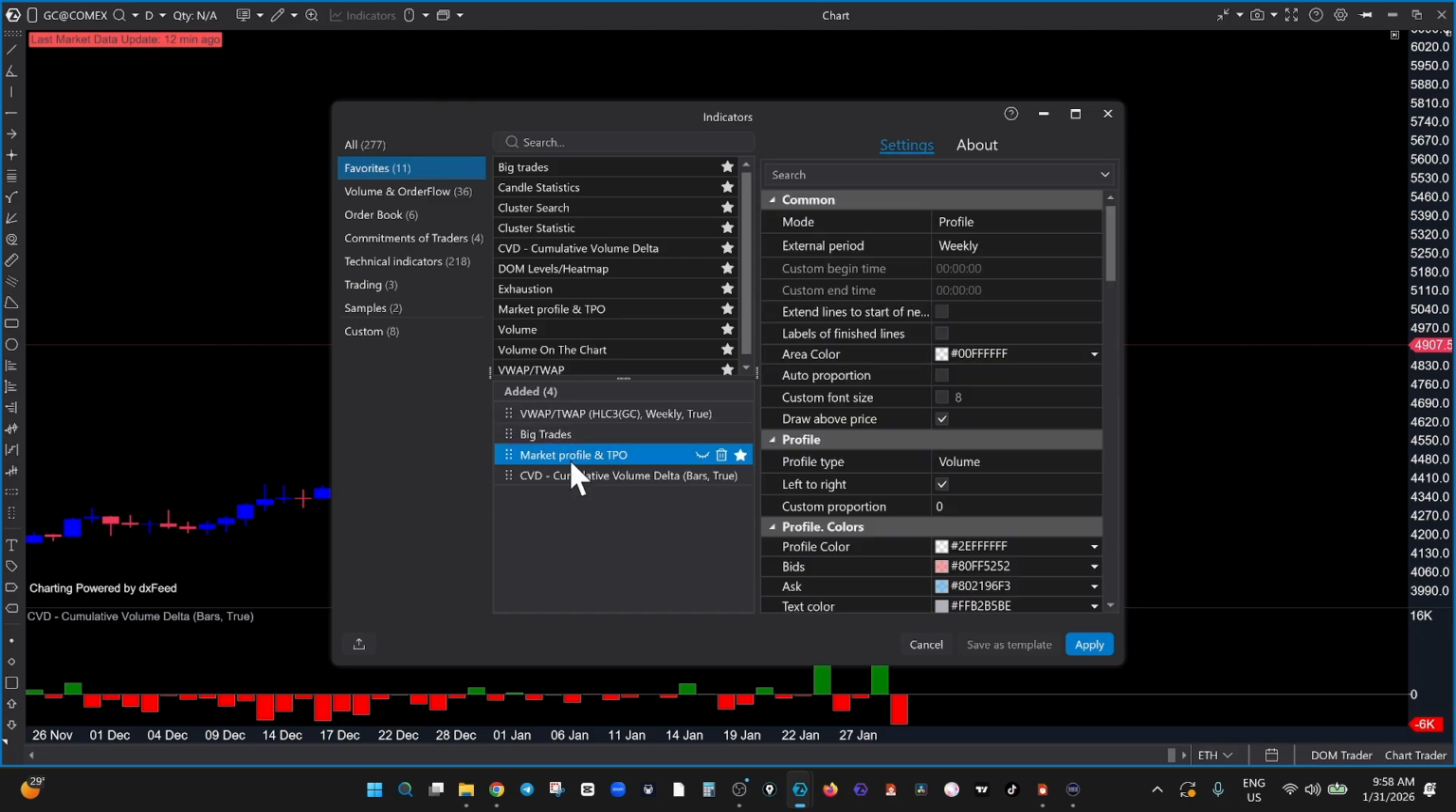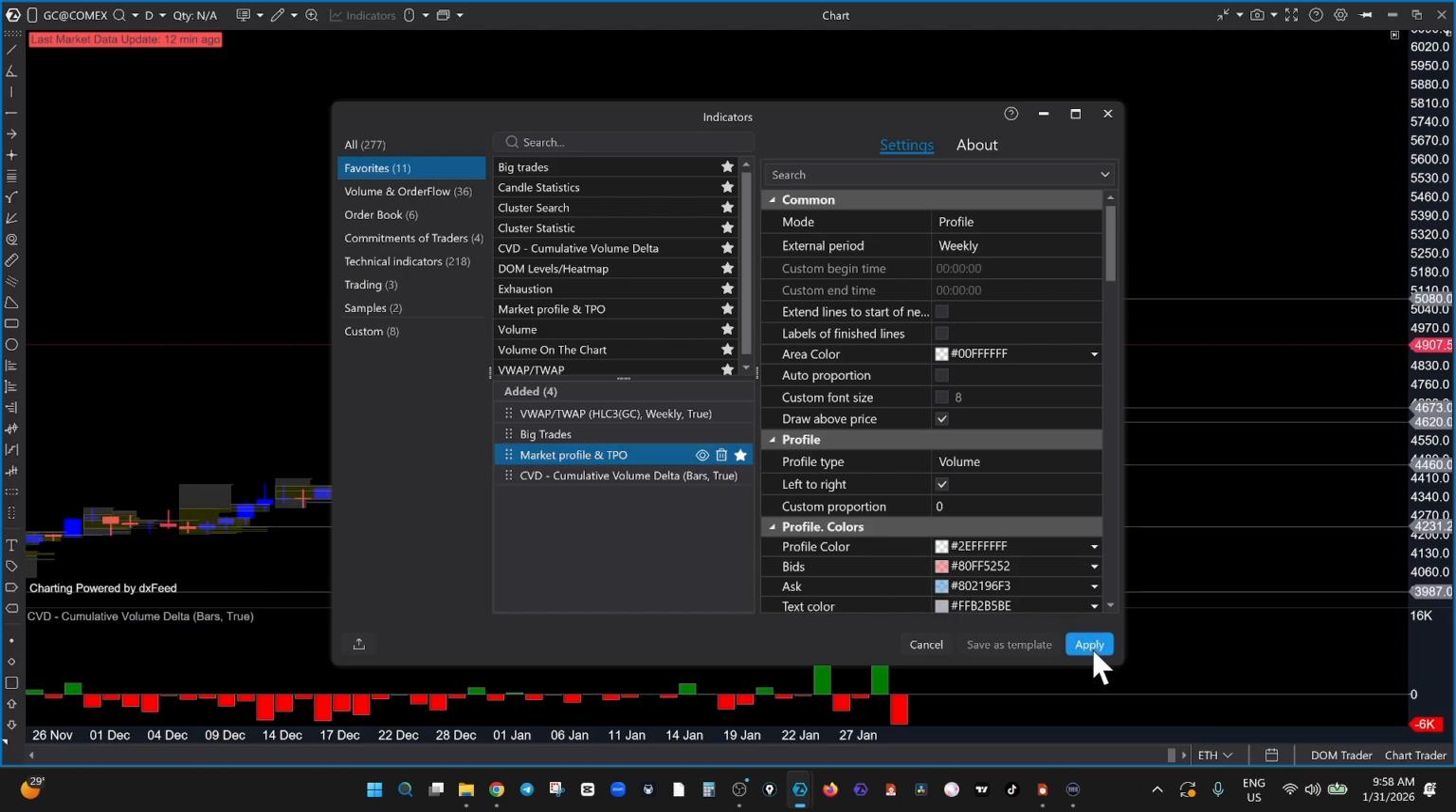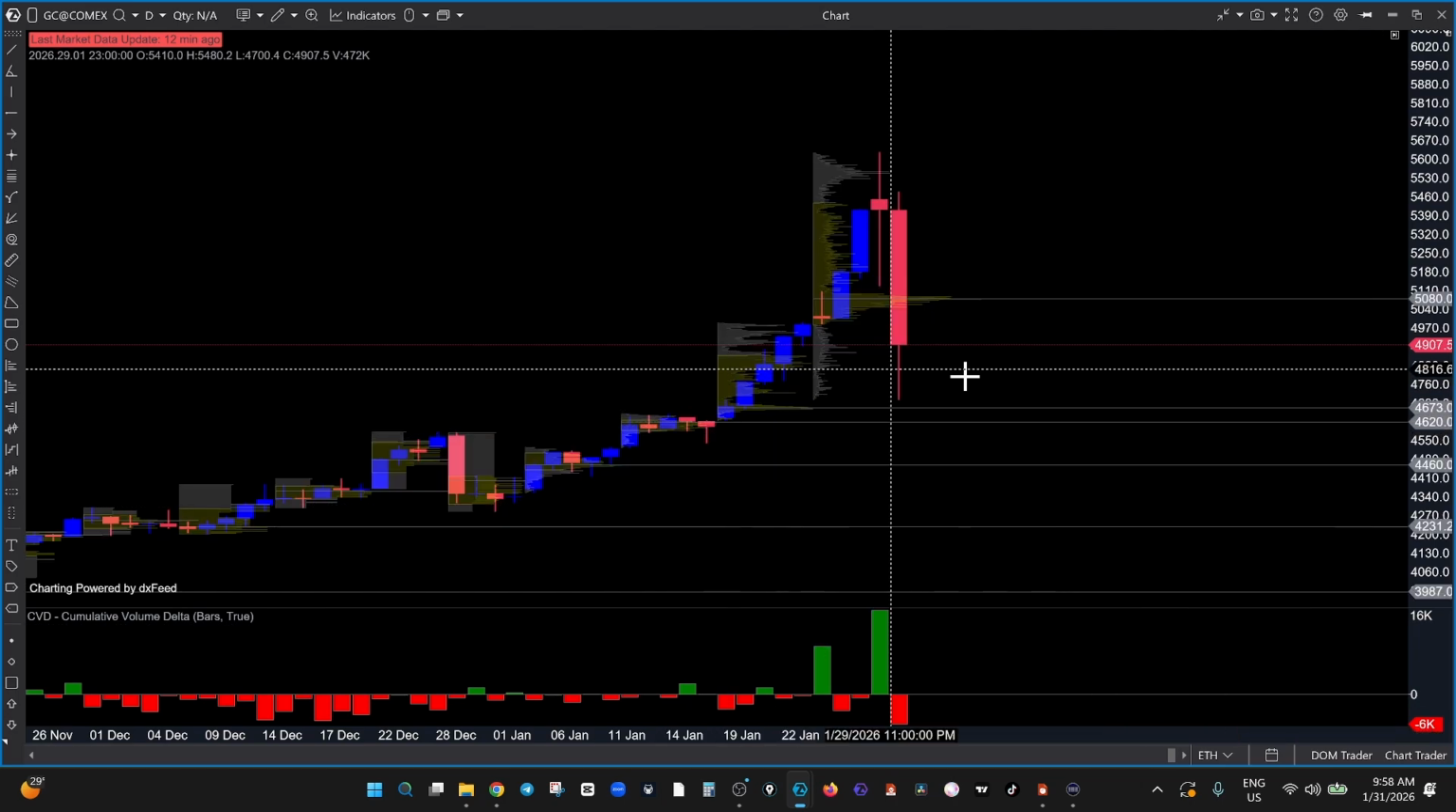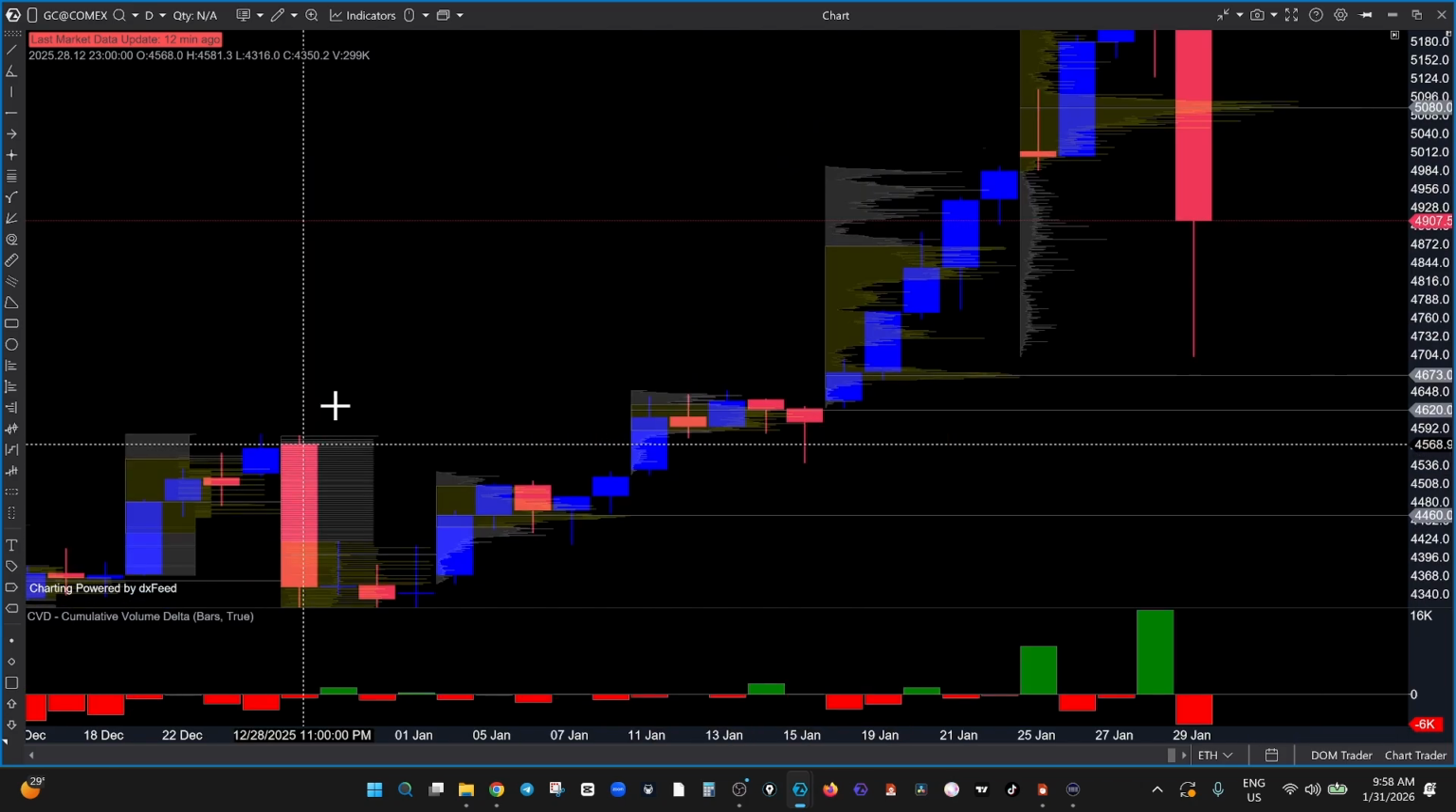You click on market profile here. Make sure it is the weekly, and then make sure it is visible. Okay, and then apply. So we have the market profile on the daily. Let's start from here.